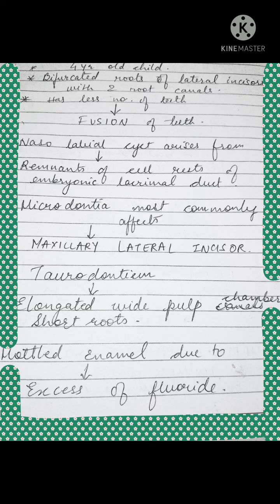Okay, the next question is mottled enamel. So what is the cause of mottled enamel? It is due to excess of fluoride. Okay, so excess of fluoride in your water will result in mottled enamel. Okay.